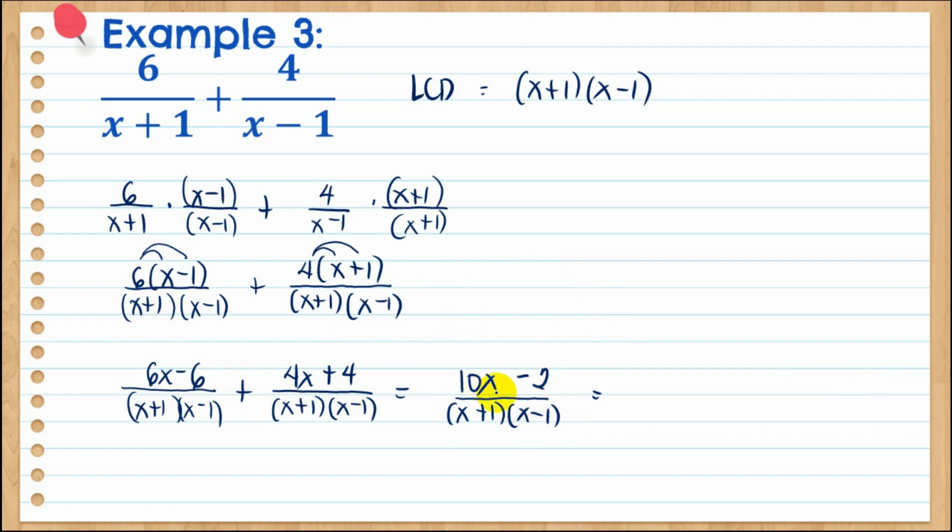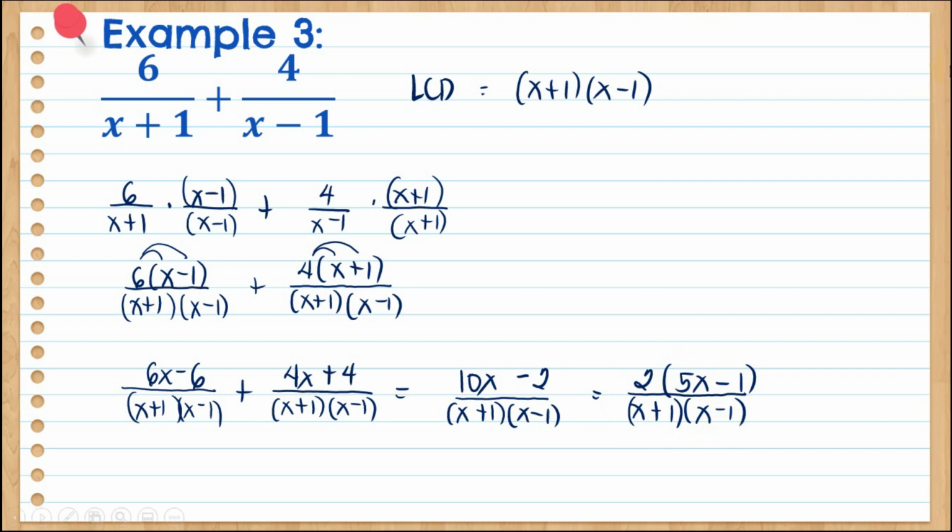And again, meron tayong pwedeng ma-factor kay 10 at kay 2. That is positive 2. So, factor out natin. 10 will become 5x minus 1 all over our common denominator, the quantity of x plus 1 times the quantity of x minus 1. So, meron ba tayong factors na pwedeng makancel from our numerator and denominator?